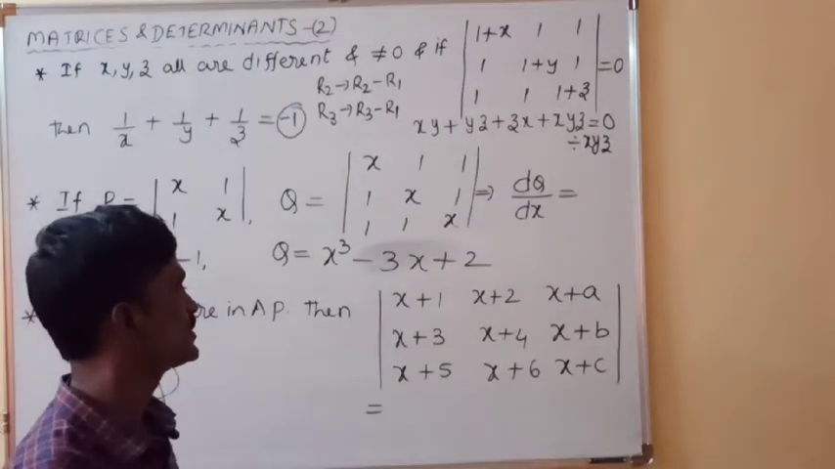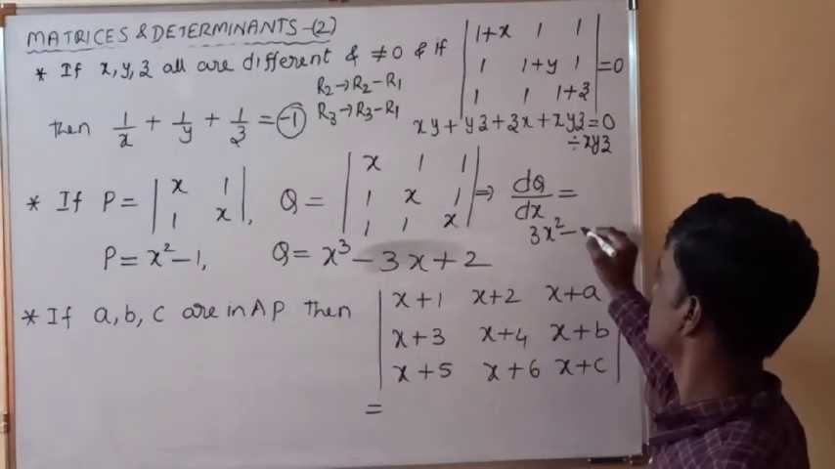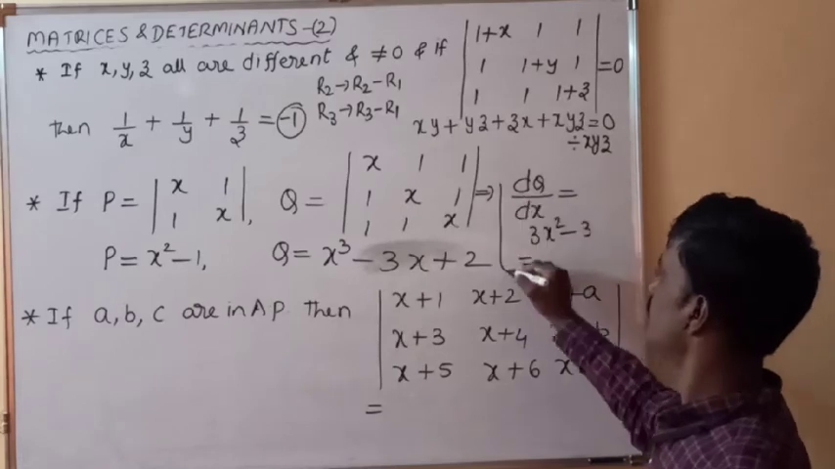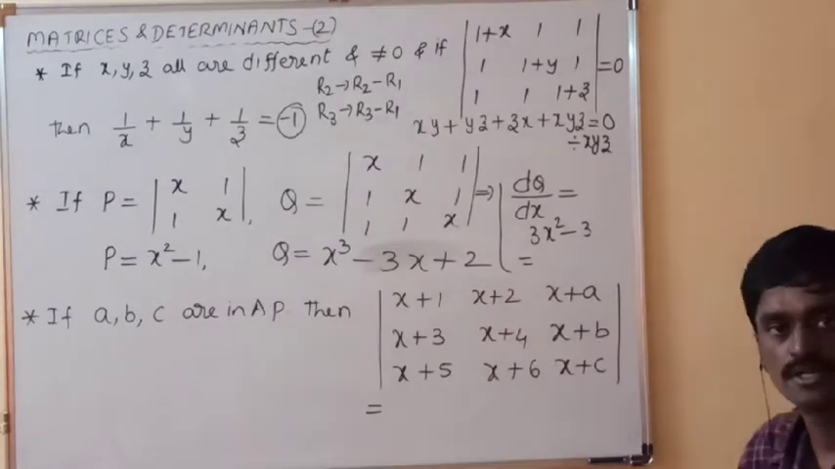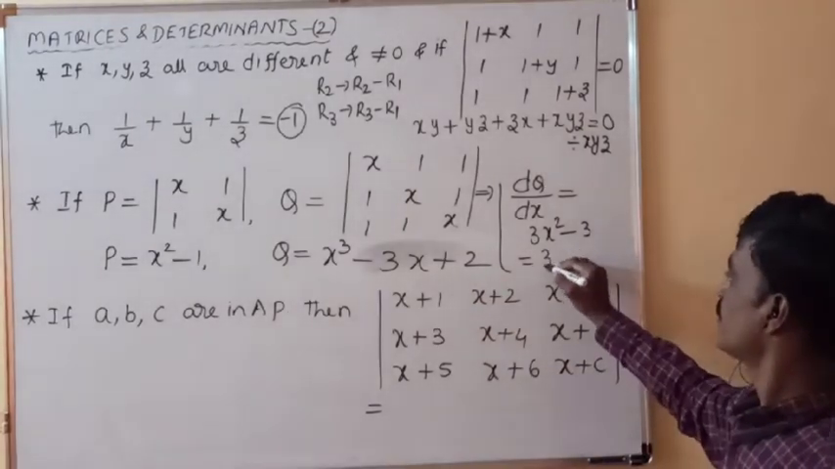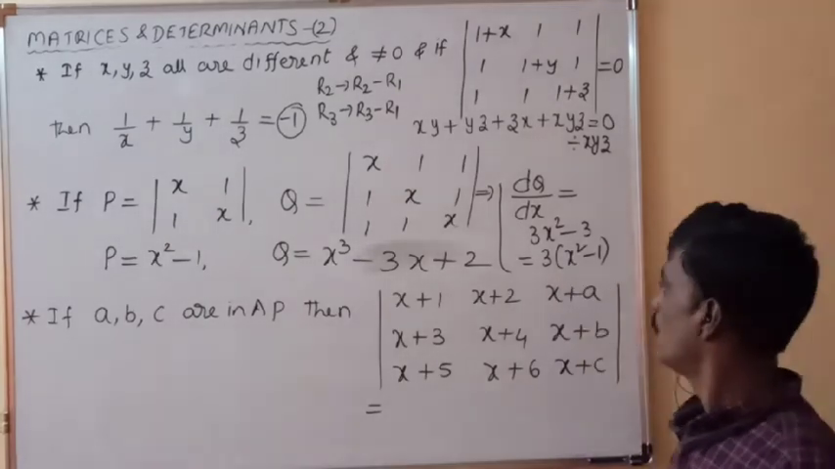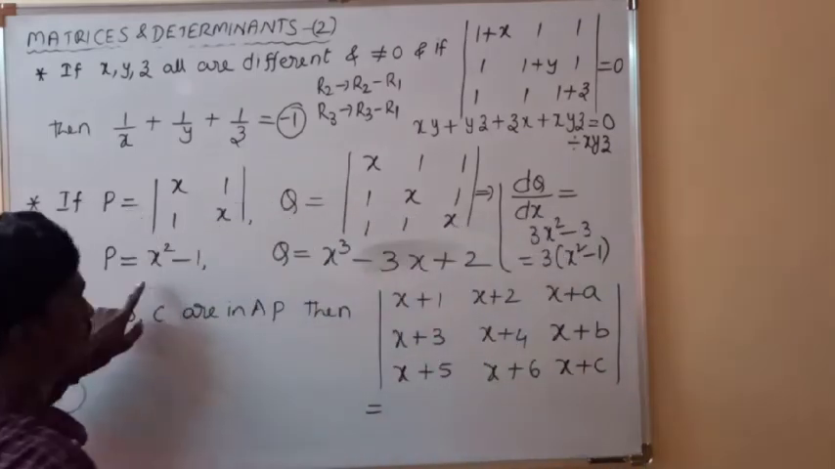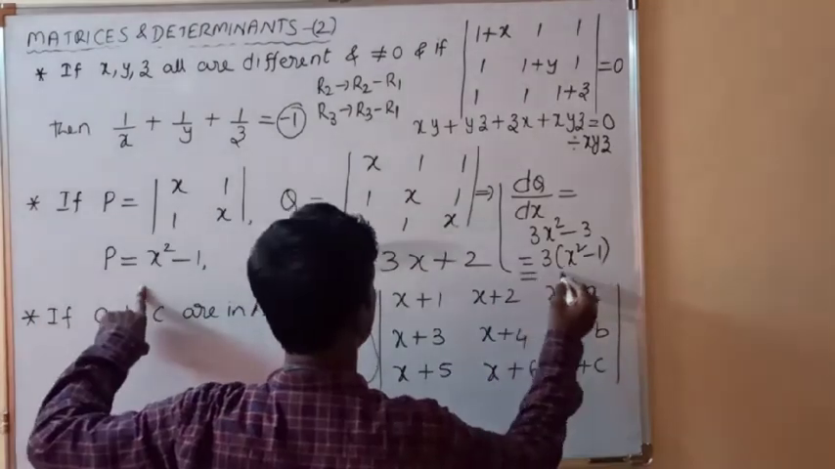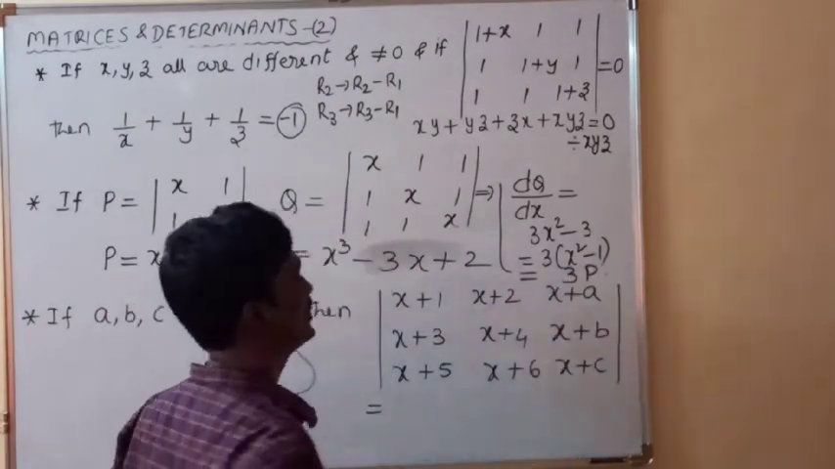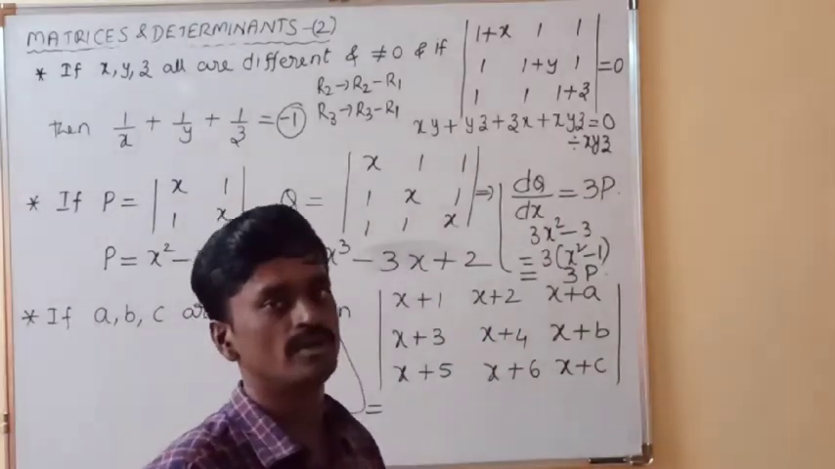Then what is dq by dx? Differentiating this, you will get 3x square minus 3. The derivative of x cube is 3x square, of minus 3x is minus 3, and the derivative of the constant is 0. If you take 3 common, you will get x square minus 1. That x square minus 1 is the same as P. So the answer is 3 into P. So dq by dx is the same as 3p.